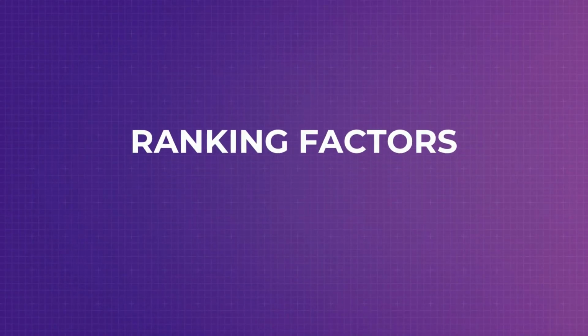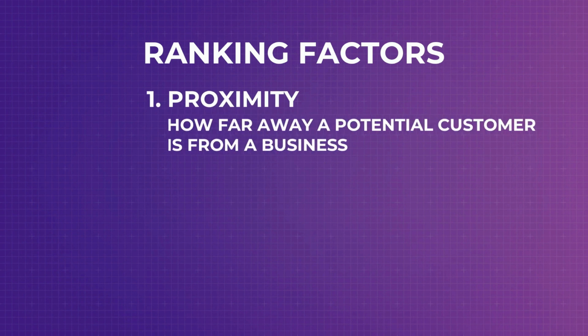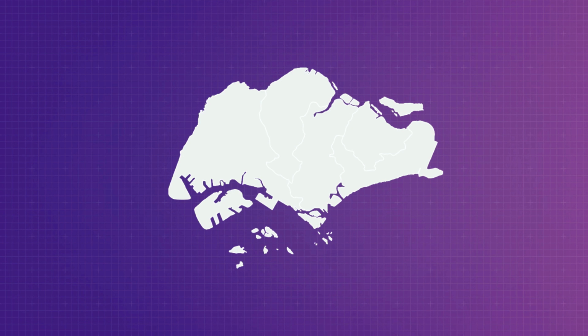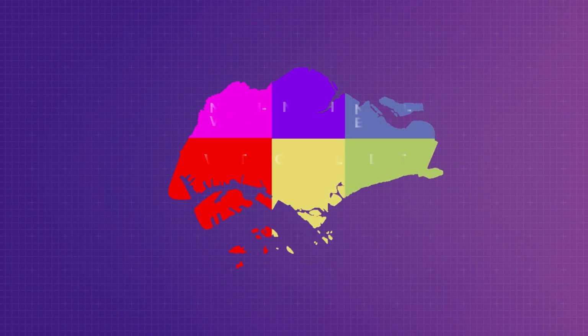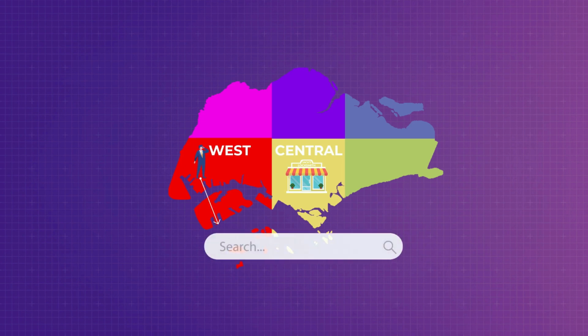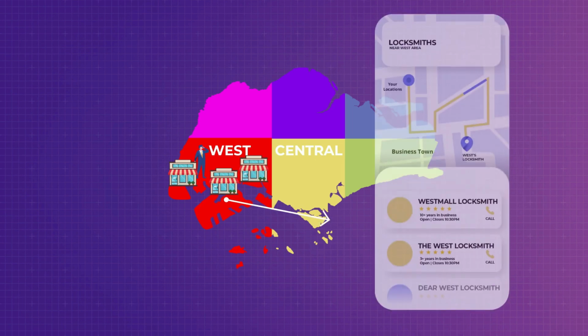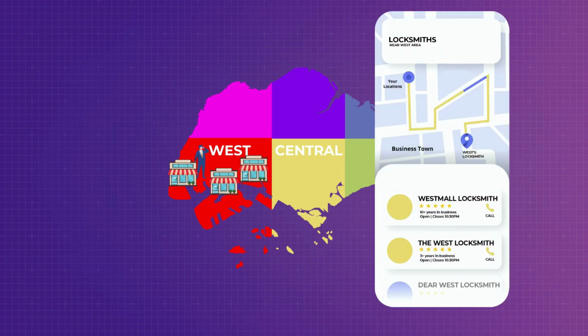Before we get into the setup that will allow your business to rank highly on the local page, let's understand the factors that influence its ranking. The first ranking factor is proximity, which means how far away a potential customer is from a business. For example, in my country, Singapore, although it is a small country, it is divided into different areas. If your business is located in the central area, but the potential customer is currently in the western area, and she or he has searched for the term locksmith without any location specified, the businesses that will show up on the local page are those that are in the western area.